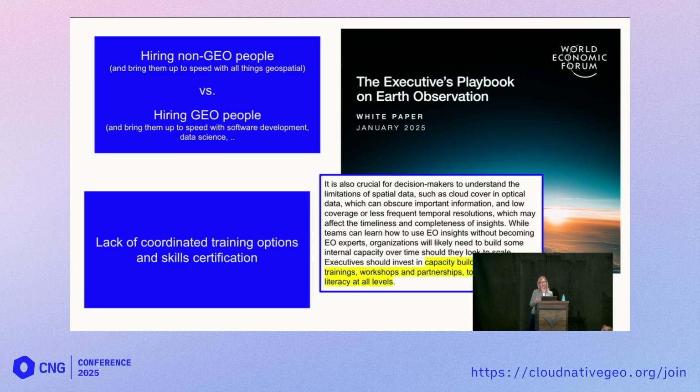The reality of how people or companies hire at the moment, because it's really difficult to find a skill set like this, is either they hire non-geo people. This means they have to bring them up to speed with all things geo. And this often can take 6 months up to a year to really understand all the data and technologies and all the specific things related to spatial. Or hiring geo people, but then geo people have to also learn software development, data science, etc.